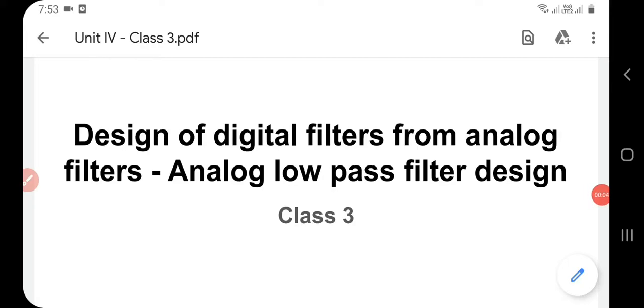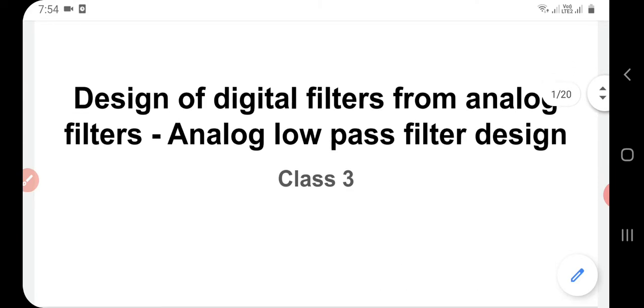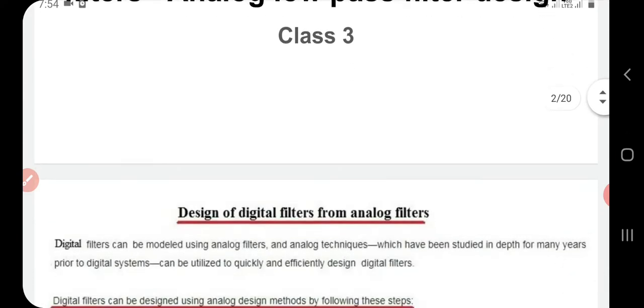Good morning. Now, the next topic is about the design of digital filters from analog filters and also analog low pass filter design. So, in your syllabus, the main heading is given as design of digital filters from analog filters, and in that, the first heading is analog low pass filter design. So, today we will learn about all this.